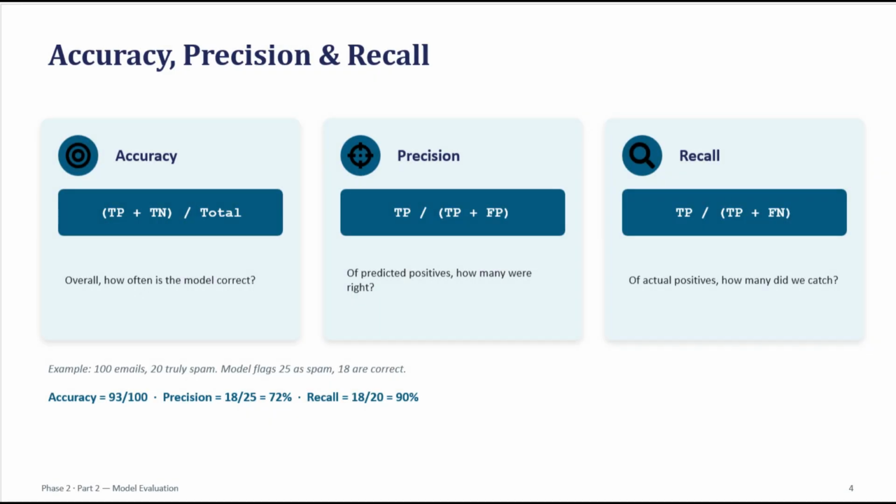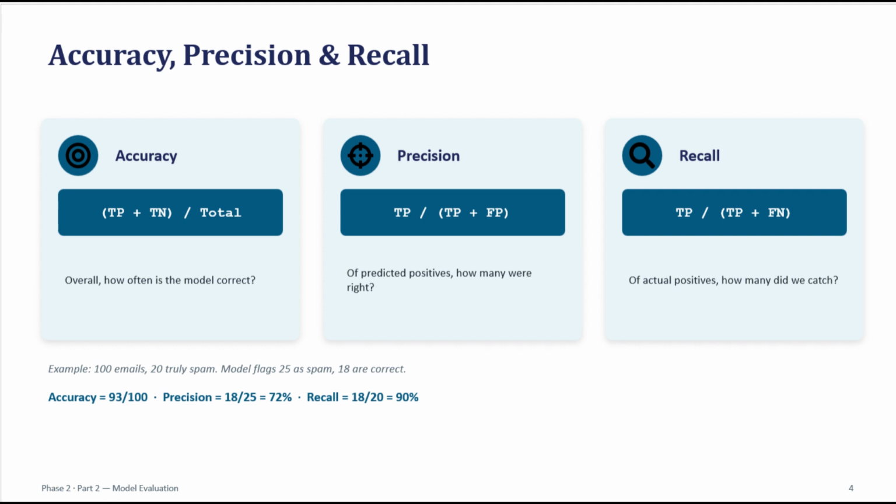Now that we understand the confusion matrix, let's calculate some useful metrics. The first one is accuracy. Accuracy simply answers the question, out of all predictions, how many were correct? It's the easiest metric to understand, but accuracy isn't always enough. Imagine a disease detection model where only 1 out of every 100 patients actually has the disease. If the model predicts healthy for everyone, it'll still have 99% accuracy. But it's actually useless because it never finds sick patients.